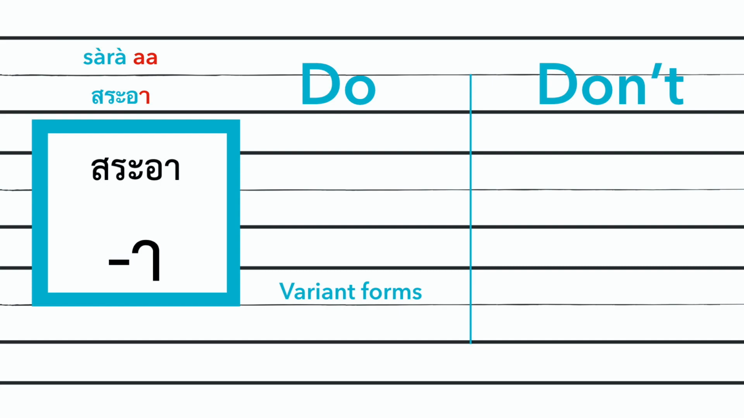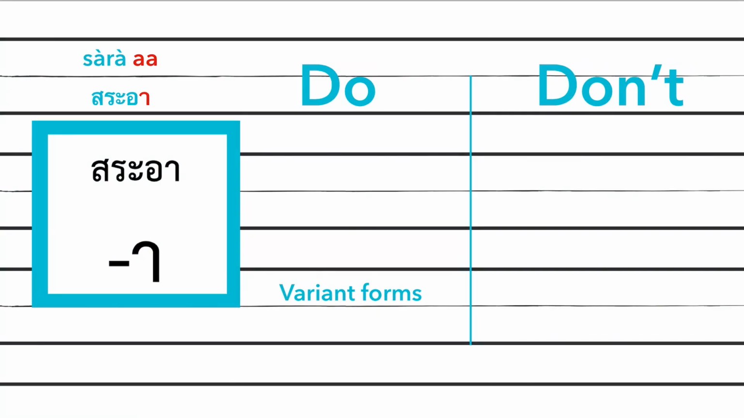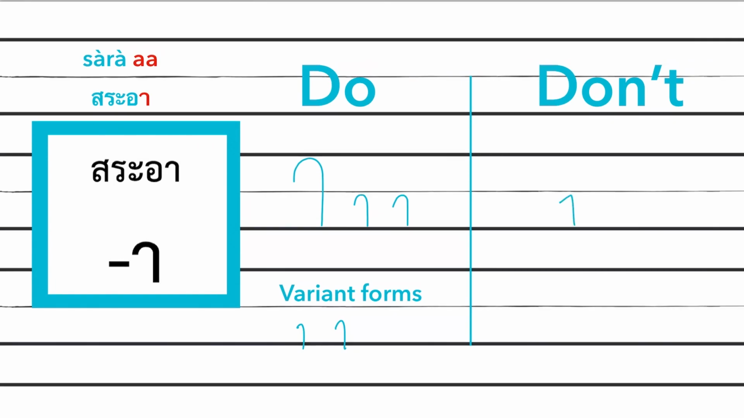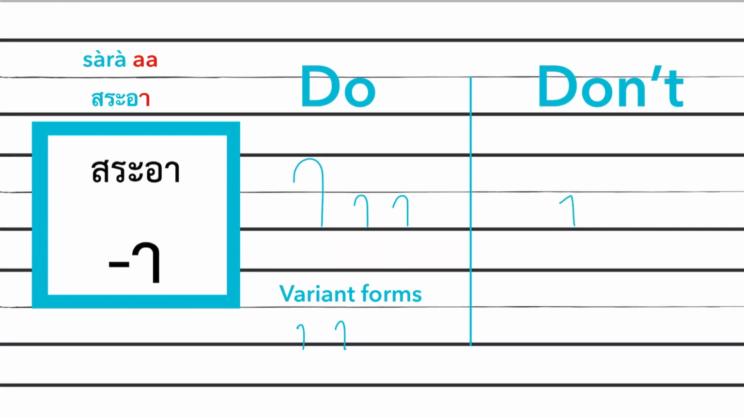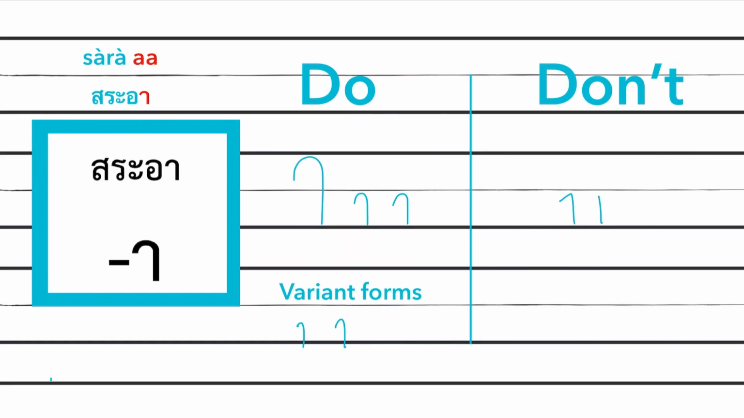For สระอา you write it after the first consonant. This is how you write สระอา. It's like a cane or a walking stick of your grandpa. Variant forms of สระอา. Just make sure you don't write it like number 1. Now it's your turn to practice writing this 9 middle class consonant with สระอา.